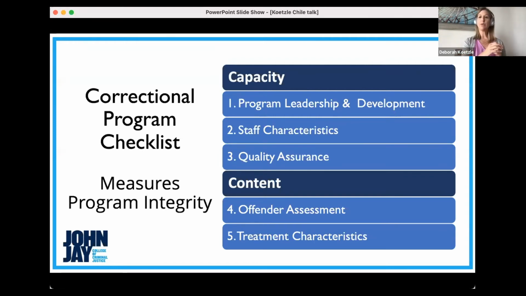So we look at capacity, and then we also look at content. Is a program designed according to the R&R principles, and is it being delivered in that way?